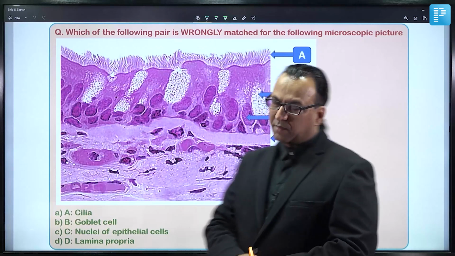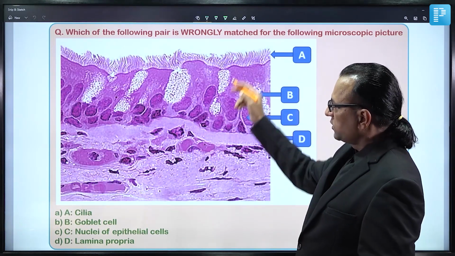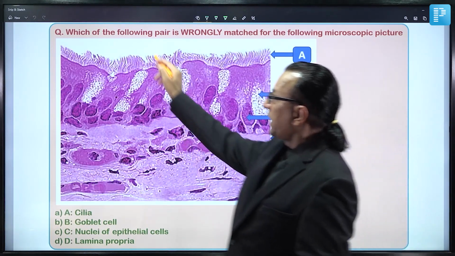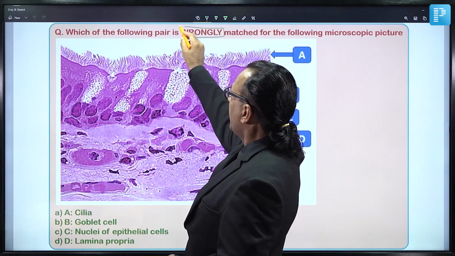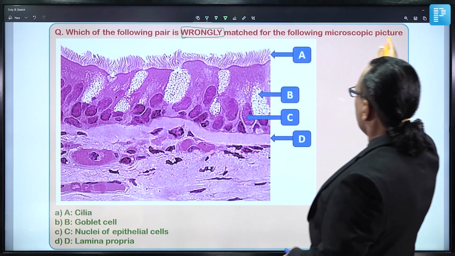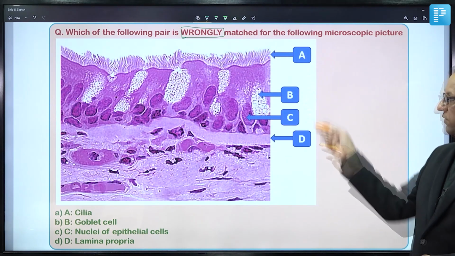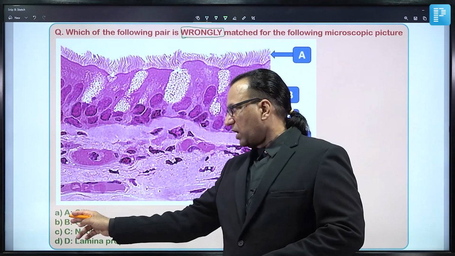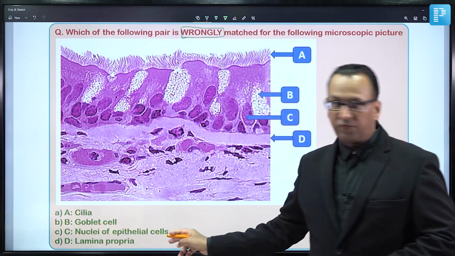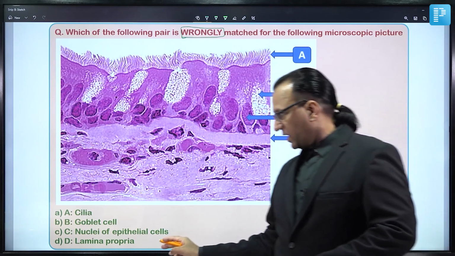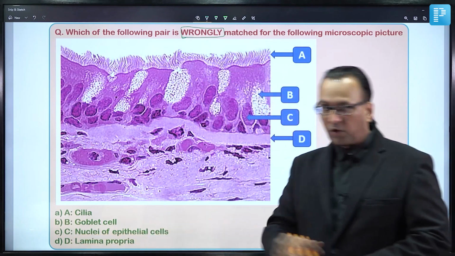Here, the examiner has given us one histological picture and is asking for the wrongly matched pair. And as we notice, there are markers A, B, C, D, with the options given here as marker A cilia, marker B goblet cell, C is the nuclei of the epithelial cells, and D is lamina propria.